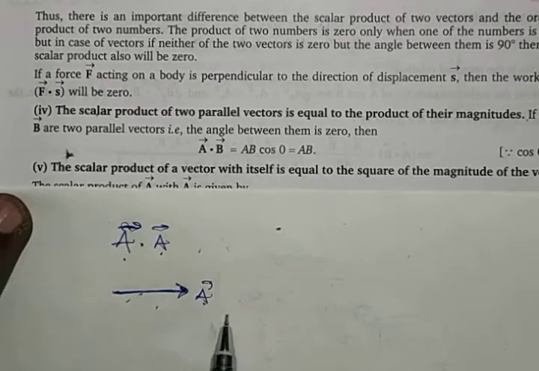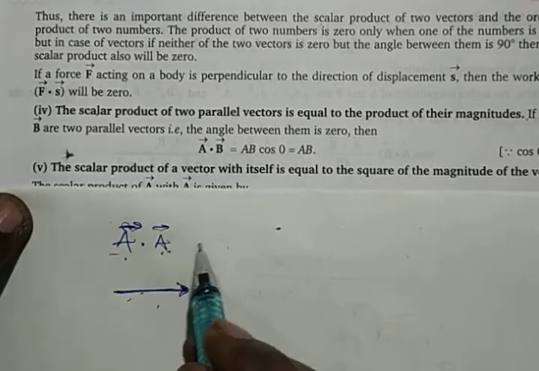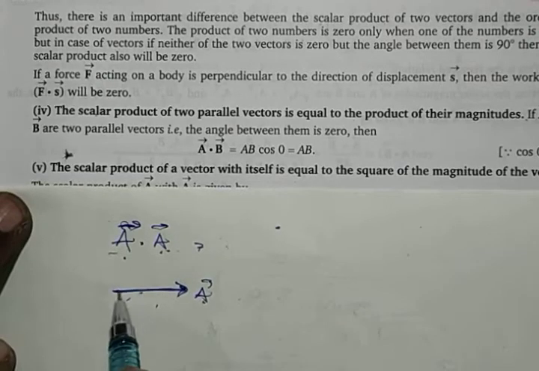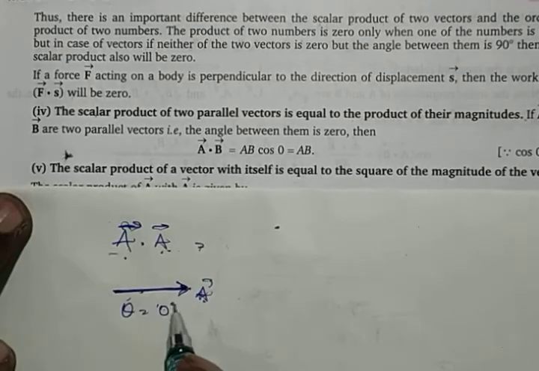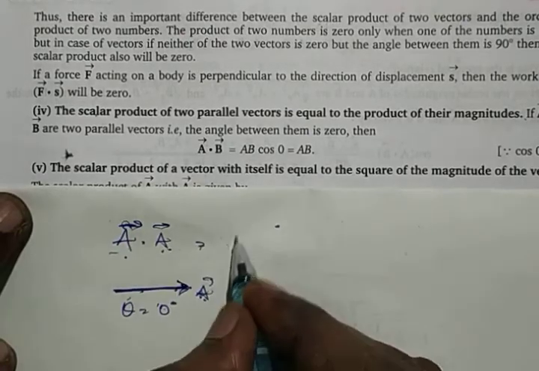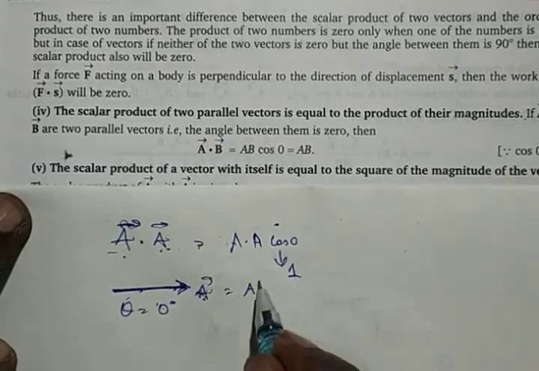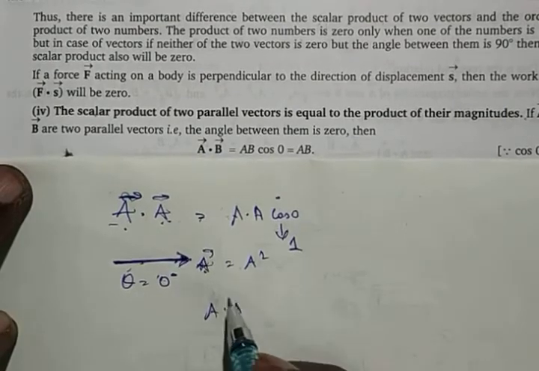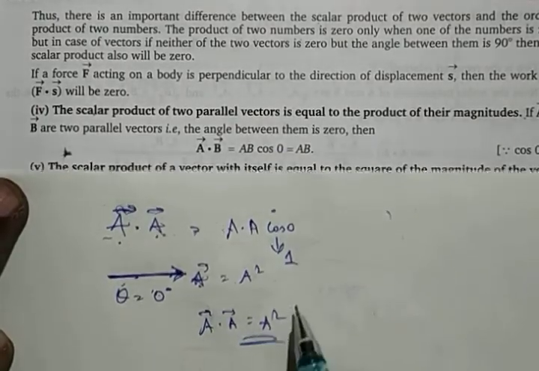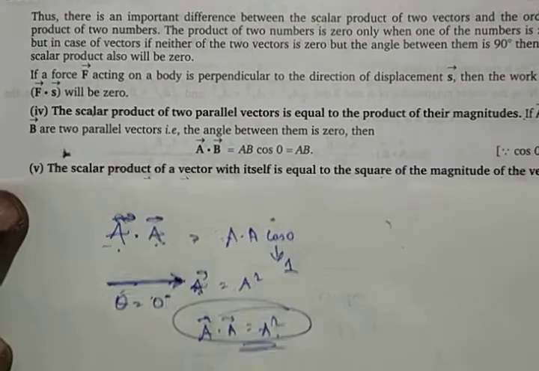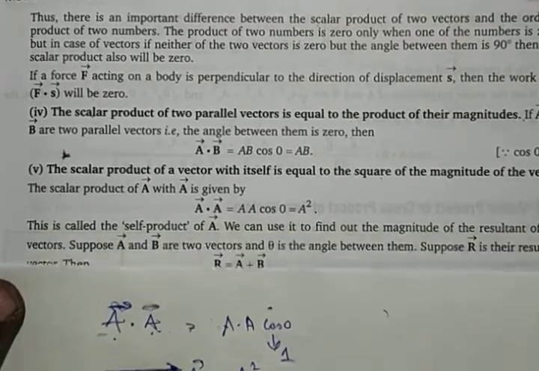Are we having another new vector? No. We are just trying to multiply A into A together. The scalar product of a vector with itself, A dot A, is equal to the square of the magnitude. That means this is A vector, and you want to multiply the same thing with itself. What is the angle theta? It is 0 degrees, because it is the same thing, parallel. So it is A into A cos 0. What is cos 0? It is 1. So A dot A is going to be equal to A square, the square of the magnitude of the vector. That is the basic thing.